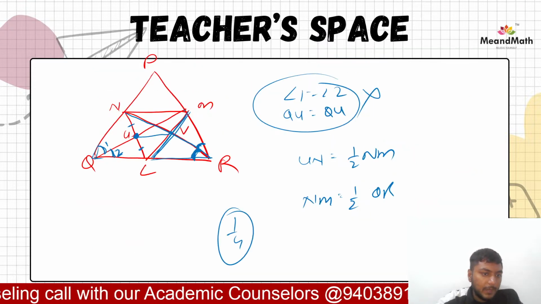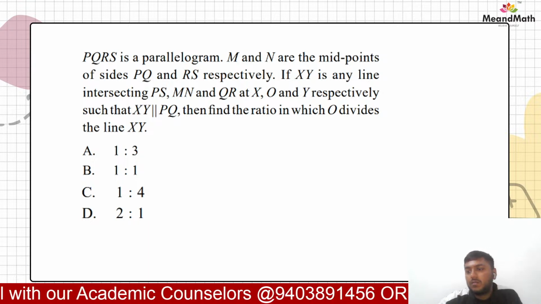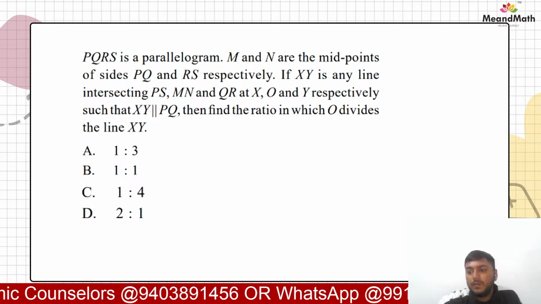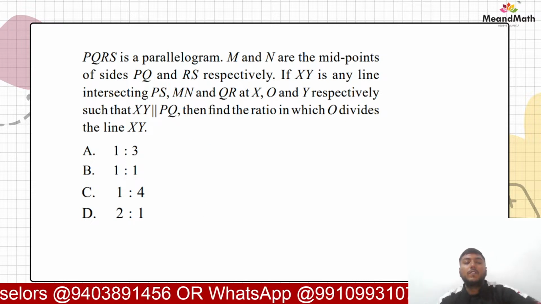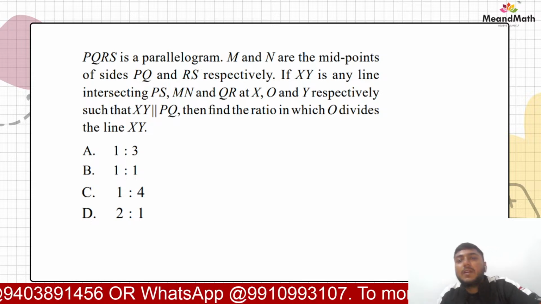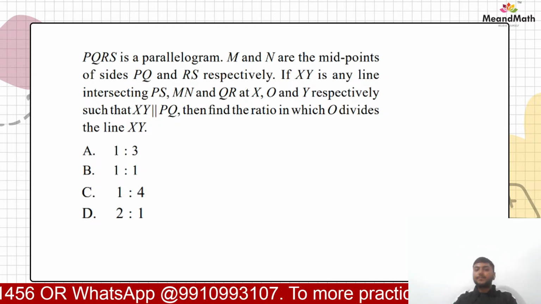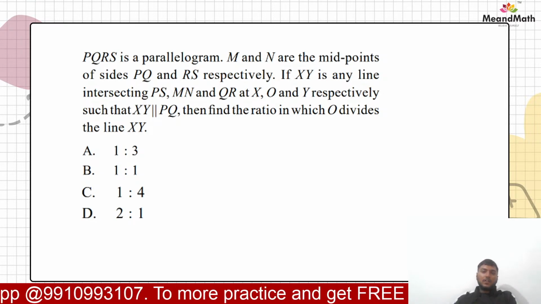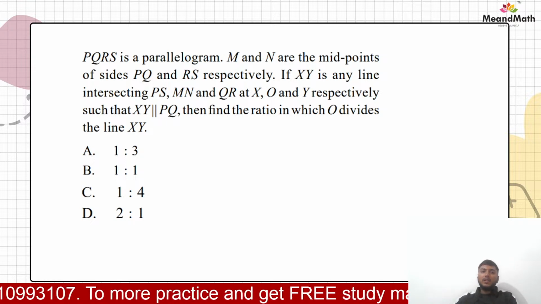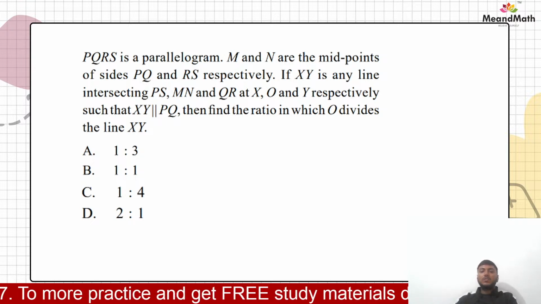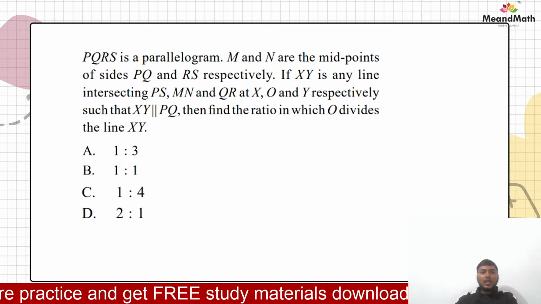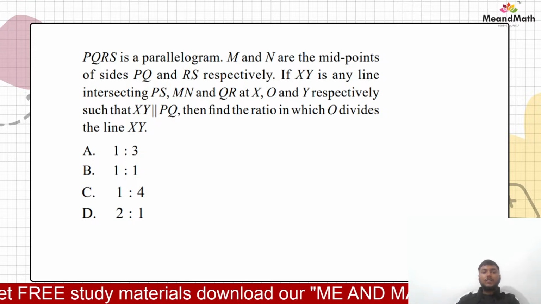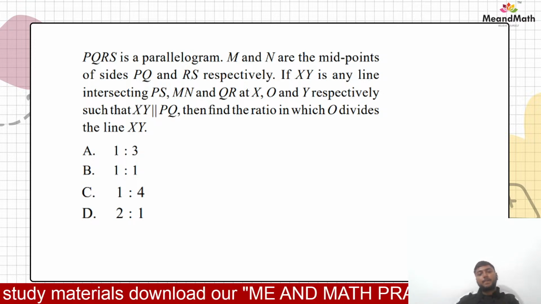Okay, I hope everybody liked this question. Now we can move on to solve the next question for today's class. We can move on to the next question, where PQRS is a parallelogram. M and N are the midpoints of sides PQ and RS respectively. If XY is any line intersecting PS, MN and QR at X, O and Y respectively, such that XY is parallel to PQ, then find the ratio in which O divides line XY.